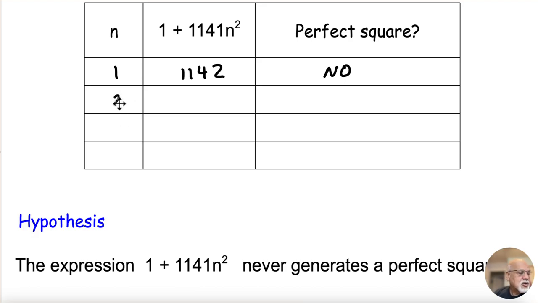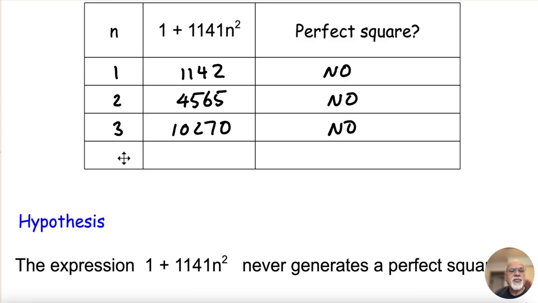And if n is equal to 2, you get 1141 times 2 squared. So that plus 1, that would come to 4565. And if you check, this is not a perfect square either. And if you check 3, you'll get 10,270, and it's not a perfect square. And if I put 4, I get 18,257, and it's not a perfect square.